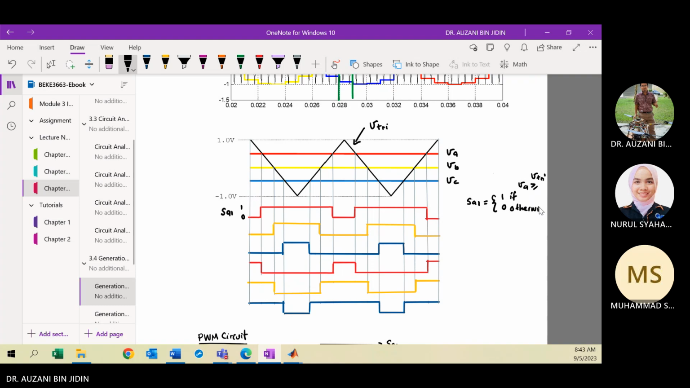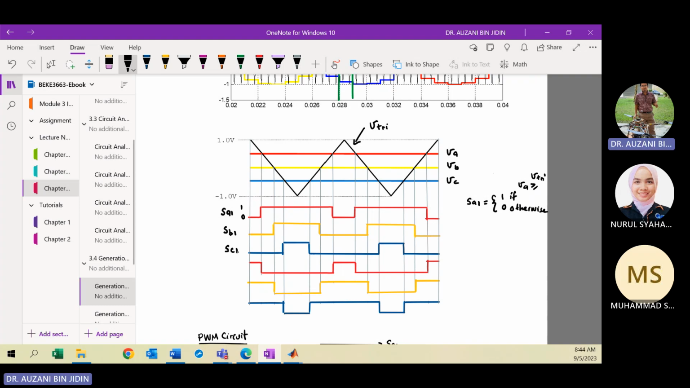Then you can compare between these two wave shapes, VA and triangular. When your VA is larger than triangular, SA1 will be 1. Clear? This is easy, right? But when your VA is less than the triangular wave shape, V tri, the switching state is 0. Clear? Okay, for SB1, this is SB1, the top switching state for leg number 2. SB1, yellow color. Then for the blue color, you compare the blue wave shape, VC, and triangular. When your VC is larger than triangular, SC1 will be 1. Otherwise, it will be 0.